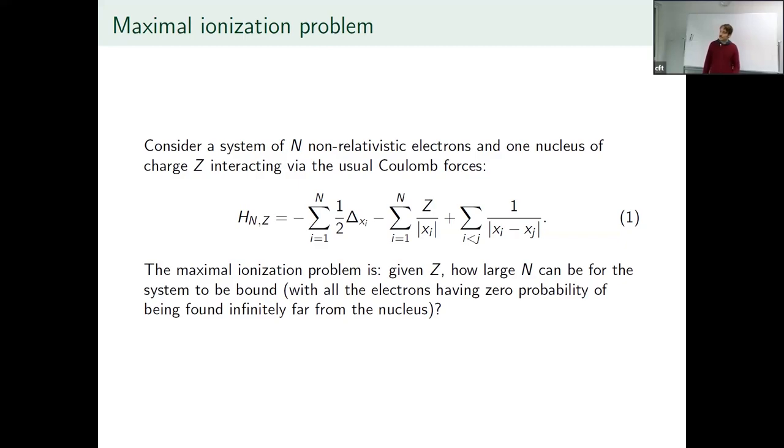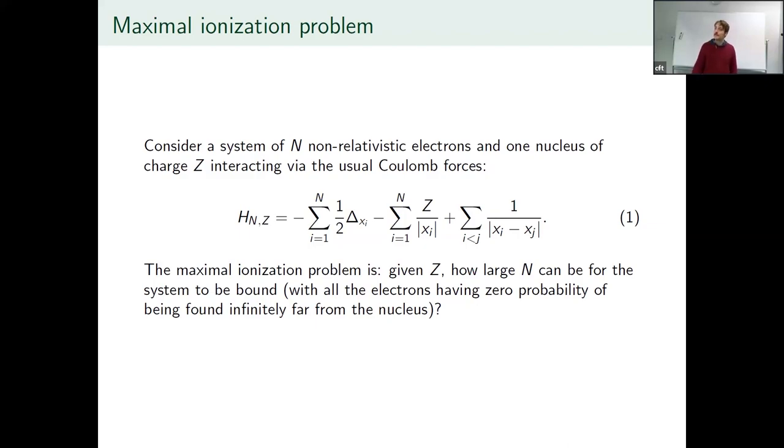And the maximal ionization problem is the following. Given the nuclear charge Z, how large an N can you put such that you have a bound state in the system? In non-technical terms, this means that the ground state of the system is such that the probability of having any of the N electrons at infinity is zero. In more mathematical terms, it says that there exists a ground state for this Hamiltonian, or that the solution of the Schrödinger equation with the smallest possible energy is an L2 function in all the N electron coordinates.